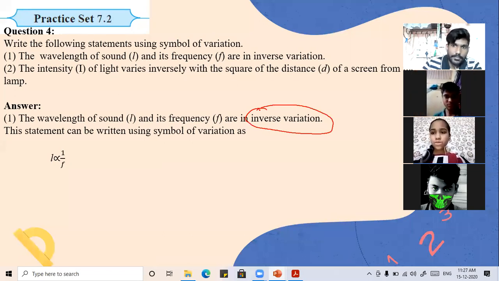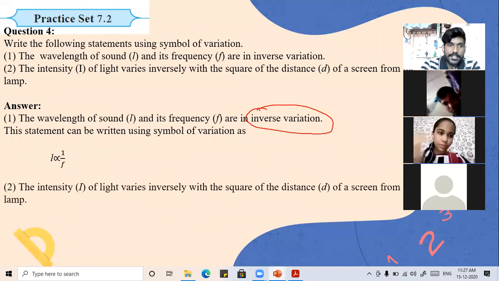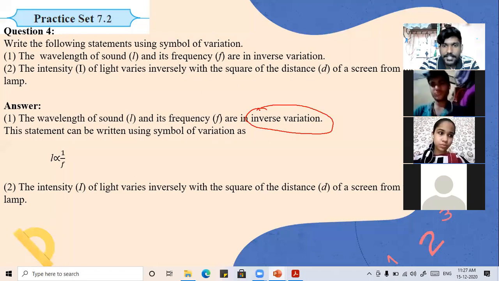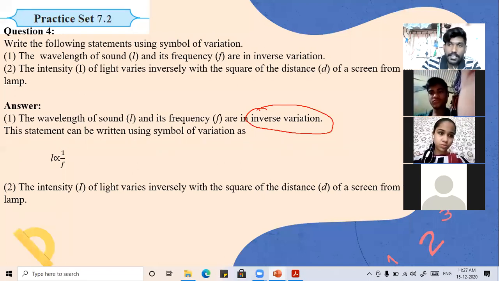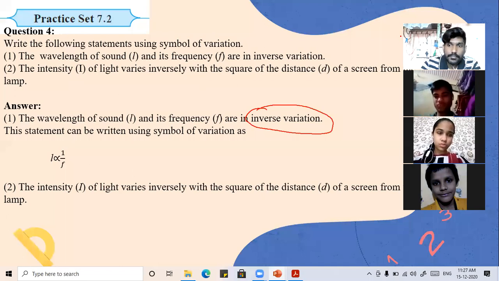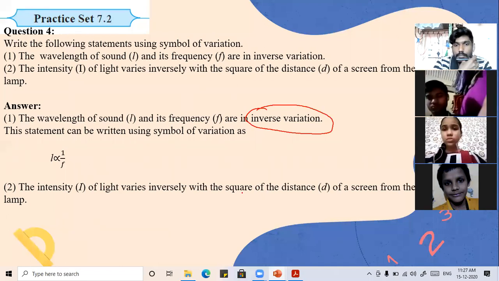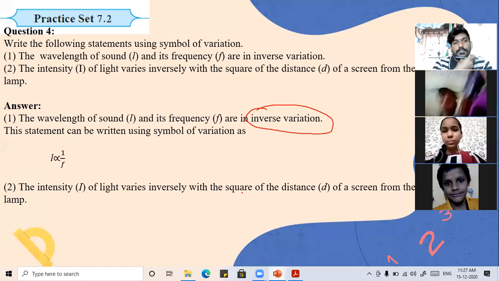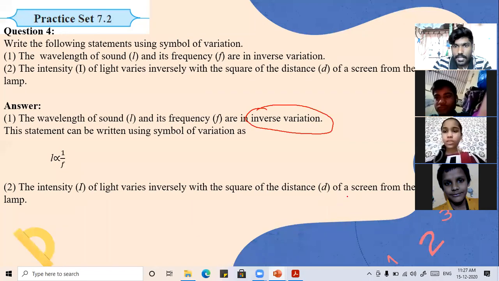Look at the second one. The intensity I of light varies inversely with the square of the distance. Okay, now sir, make note of the question properly. The intensity I of the light varies inversely with the square of the distance of a screen from the lamp.